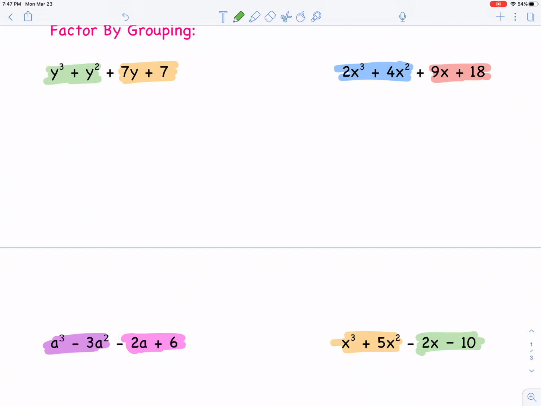Okay, here's our first 5 examples of practicing factoring by grouping. The second group of 5 I'll just have in the filled in notes in the Google Drive.